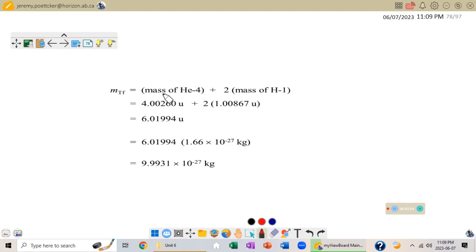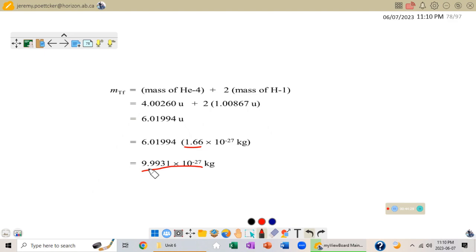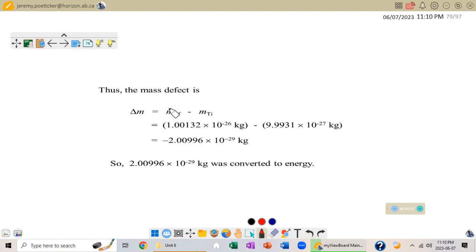And here we go. Mass of helium-4 plus, so MT, mass total final. Okay, helium-4 plus 2 times the mass of hydrogen-1. There we are, 6.01994 U's. Again, multiply by 1.66 times 10 to the negative 27. That many kilograms. Note that we've got 1.00132 times 10 to the negative 26 initially. That's our total mass initially. And slightly less after the fact. So mass defect, we're going to just subtract those 2 numbers.